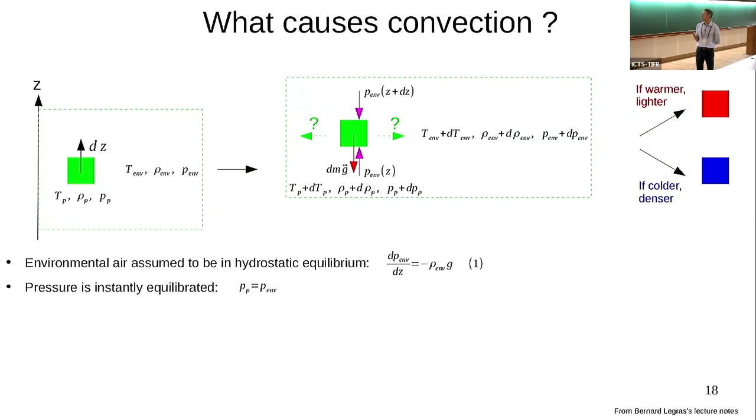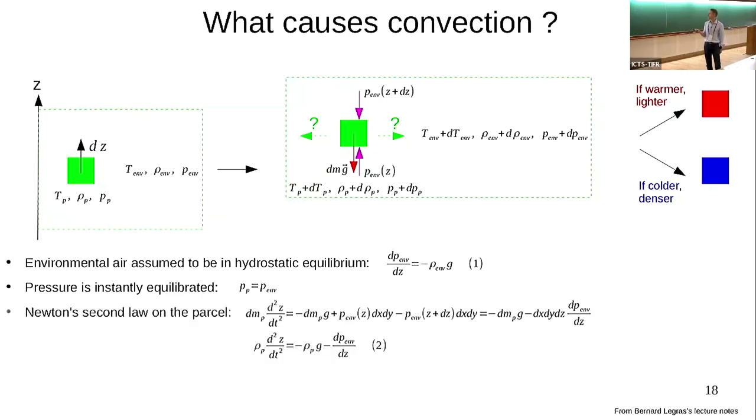The environmental air, let's assume it's in hydrostatic equilibrium. Stop moving, everything is still, so I will just assume hydrostatic equilibrium for the environment. So dP/dz is minus rho g for the environment. There's another nice thing that's easy to assume, and it's not very costly. We can just assume that the pressure is instantly equilibrated. The pressure of the parcel is the same as the pressure of the environment very quickly. If we don't want to include that approximation, then we have shock waves. This is not really climate science, right? So let's just assume the equilibrium is there.